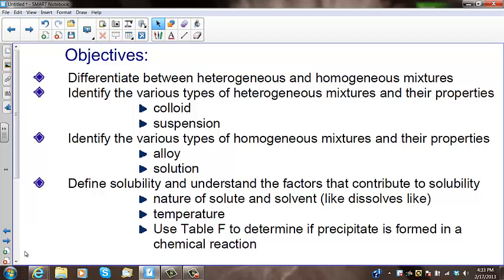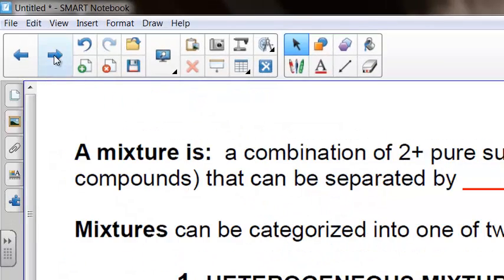Nature of the solute and solvent. We'll review like dissolves like. We've talked about that before. Temperature. And I don't know that we'll get to Table F today to determine if a precipitate is formed, but we have used that before, and we'll review that. So you should have out your note packet. Let's get started.